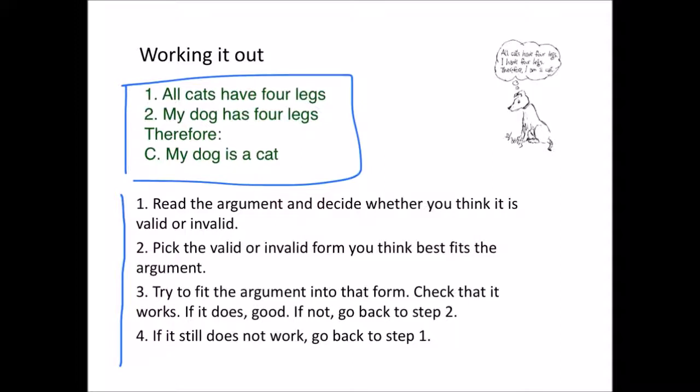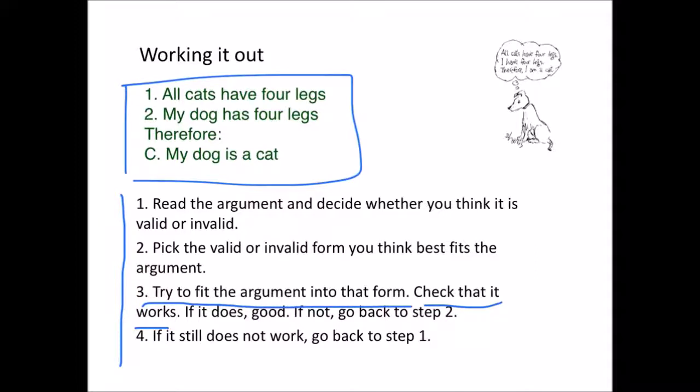Second step, well, if you thought the argument was valid, then pick which of the valid forms you think is going to be the best fit for it. If you thought the argument was invalid, you'll pick one of the invalid forms and try that out. So in step 3, you try to fit the argument into that form. You'll check to see whether it works or not. I'll explain how to do that.